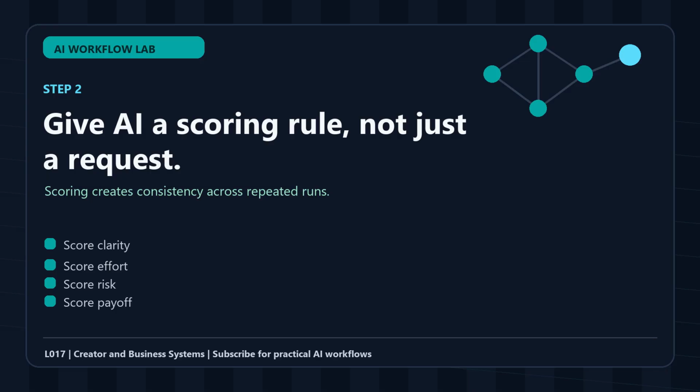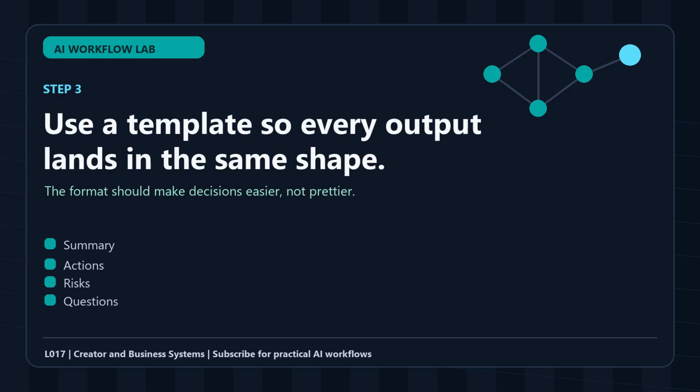Step 3 is the output template. This is where many people lose the system. They get one good answer, then the next answer comes back in a totally different structure. That makes it hard to compare results, improve the workflow, or turn the output into action. For this build, use 4 sections every time. First, a 3-sentence summary. Second, the next actions in order.